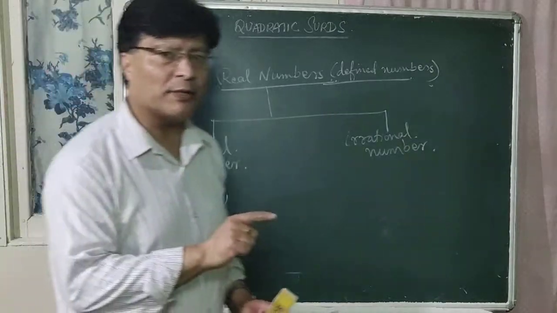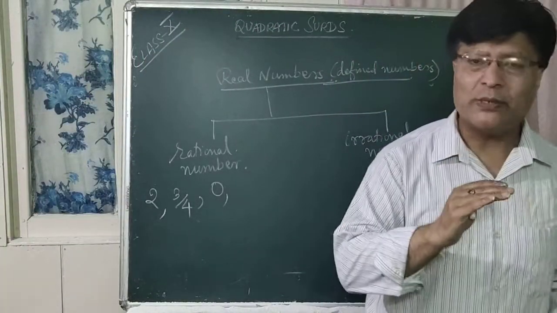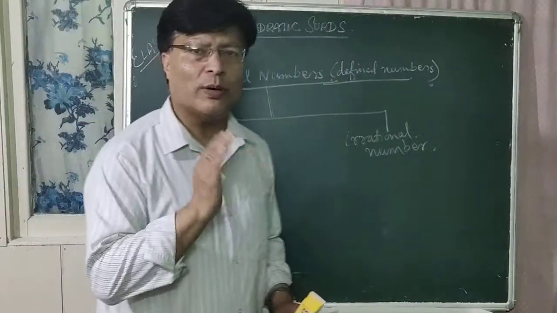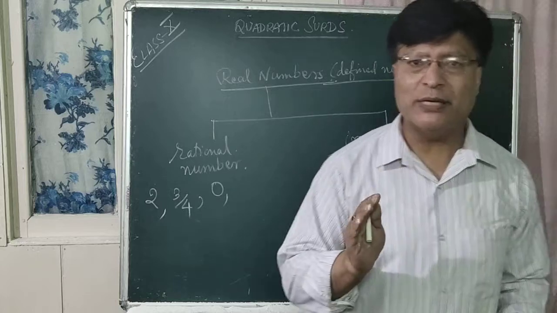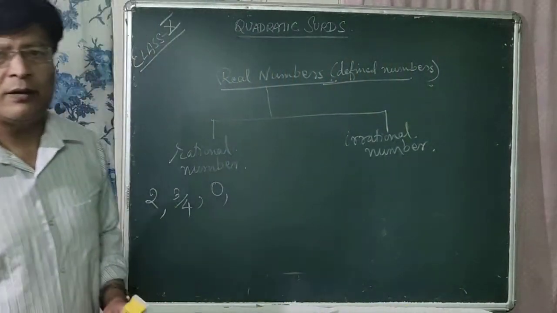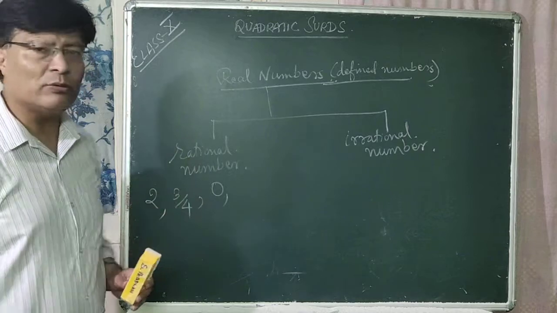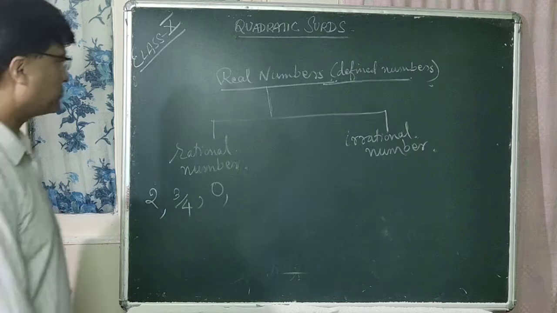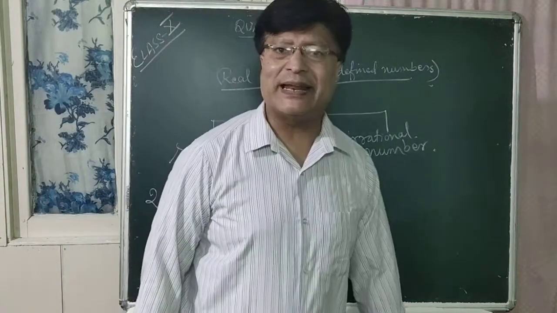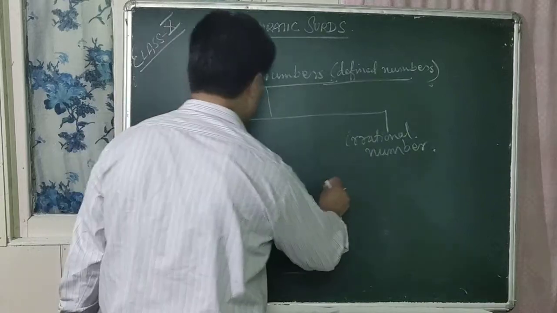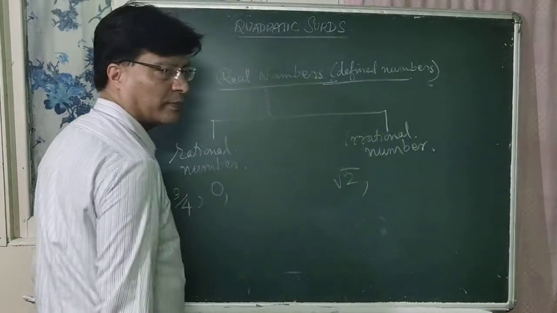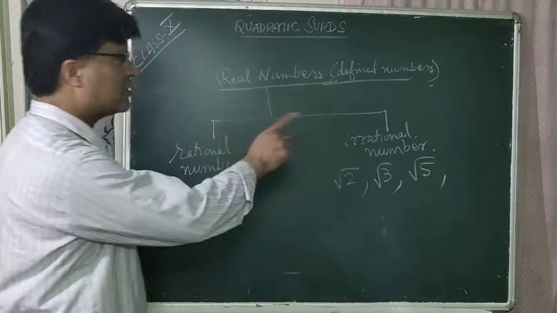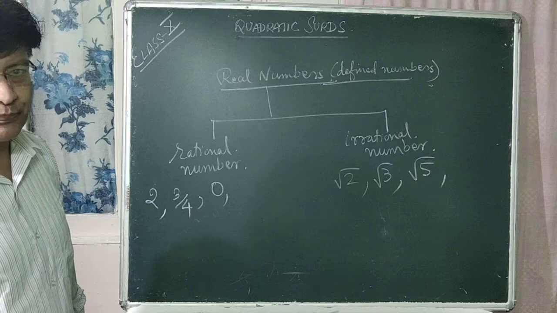Okay, a number of the form P by Q is known as a rational number where Q is not equal to 0 and P and Q are prime to each other. Prime to each other means P and Q have no common factor. So P by Q type of number is known as what? Rational number. Okay. So what type of number is known as an irrational number? Like root over 2, root over 3, root over 5, etc. are known as irrational numbers.